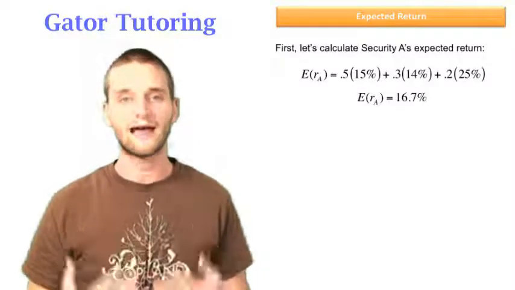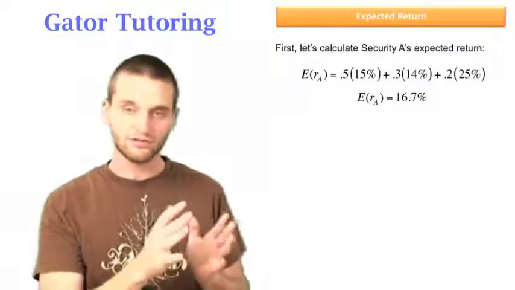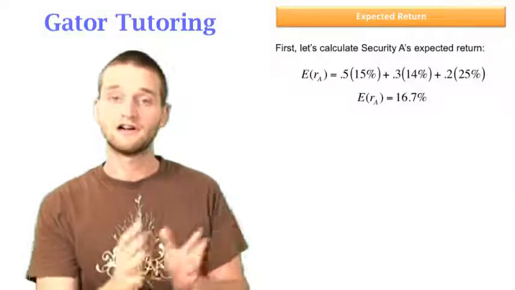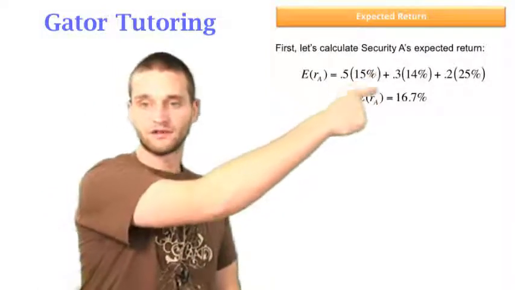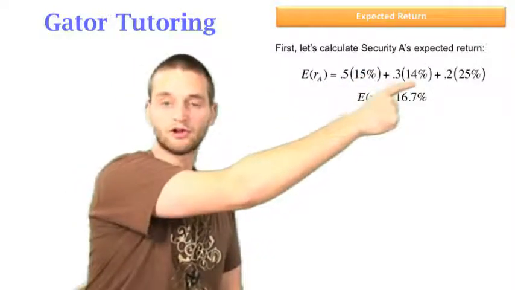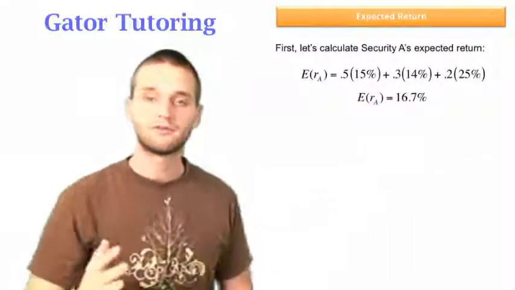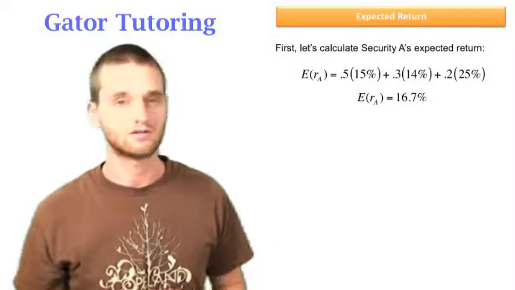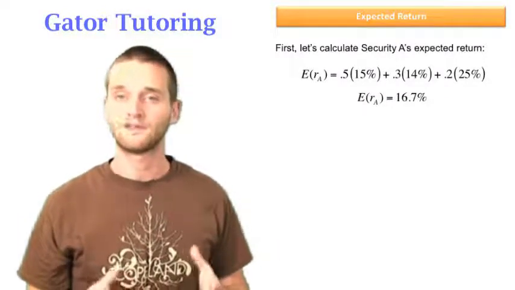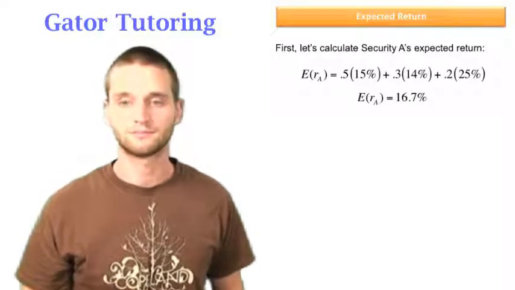Well, it's really like an average. If we were to face these three states of nature year after year after year, then on average we would get this one 50% of the time, we would get this one 30% of the time, and we would get the 25% return 20% of the time. So that would average out to about 16.7% return per year. This is what the expected return is telling us.